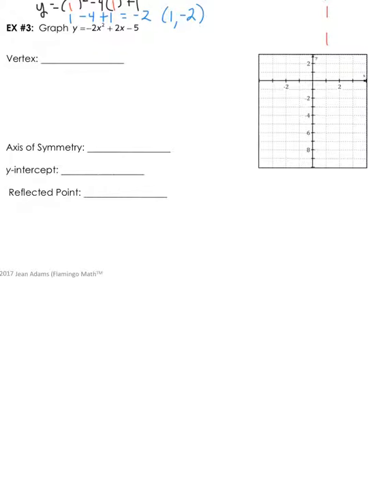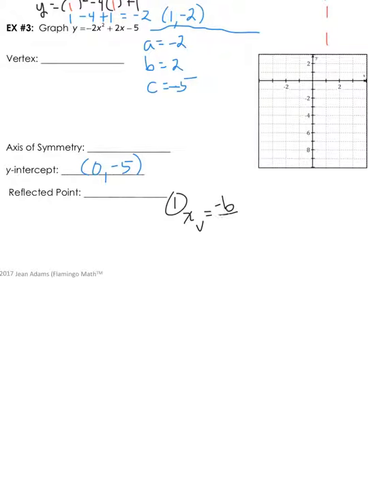So first I'm going to find my vertex, but in order to find that, I need to know A, B, and C. So A is equal to -2, B is equal to 2, and C is equal to -5. So I already know my y-intercept is 0, -5. So let's find the vertex. Really, that's step 1. So the x value of the vertex is equal to the opposite of B over 2A.